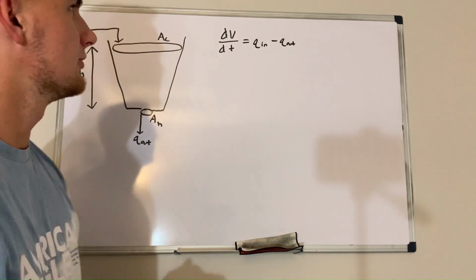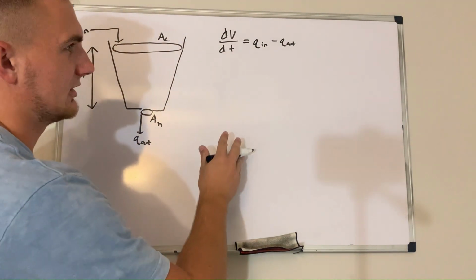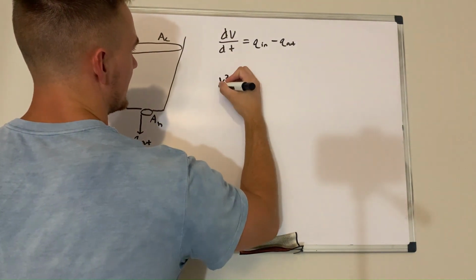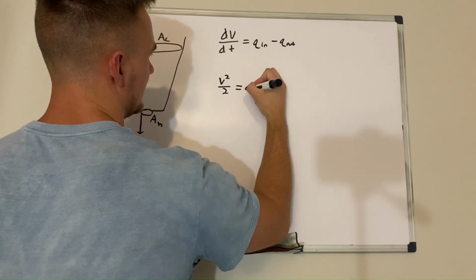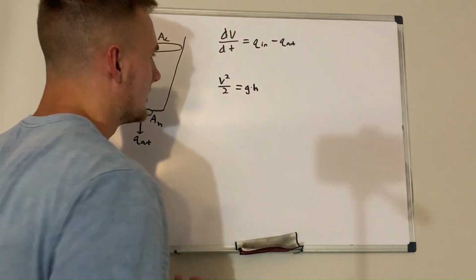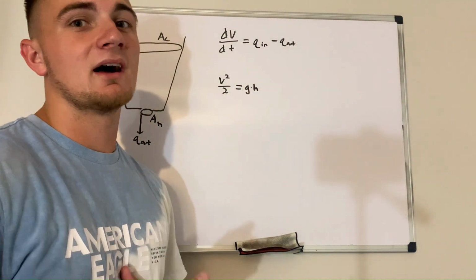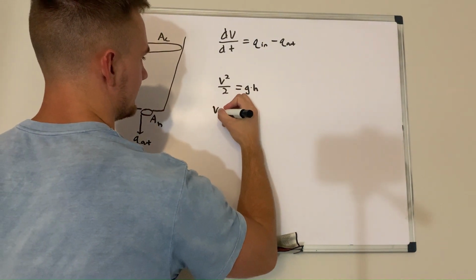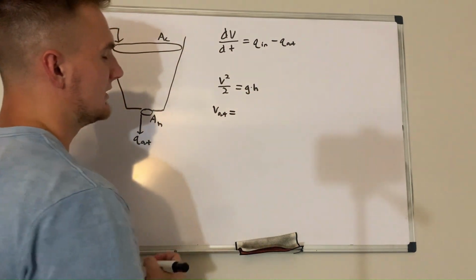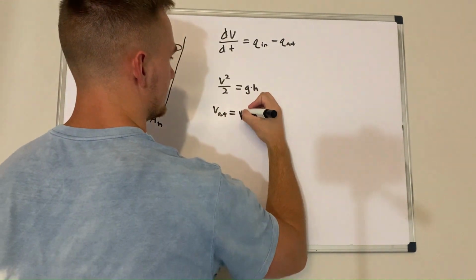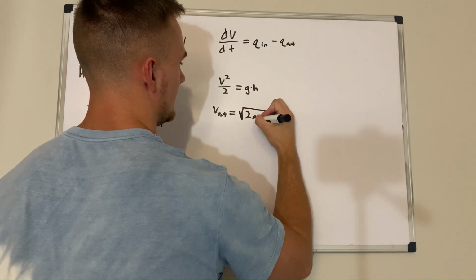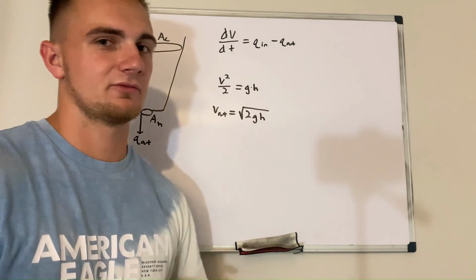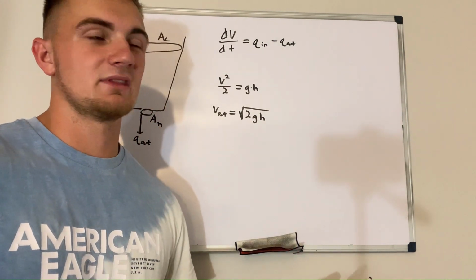If we do this, we can set the potential energy equal to the kinetic energy. We know that kinetic energy is v squared over 2, and that potential energy is gh. So what we can do here is solve for v out, the velocity at the bottom of the tank. Solving for v, v out is equal to the square root, because we'll be taking the square root of both sides, of 2gh. Okay, so now we have an expression for the velocity of the fluid leaving the tank.